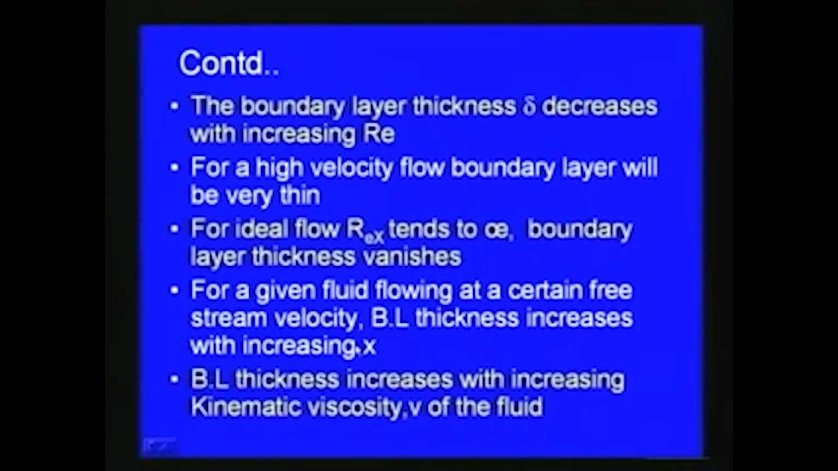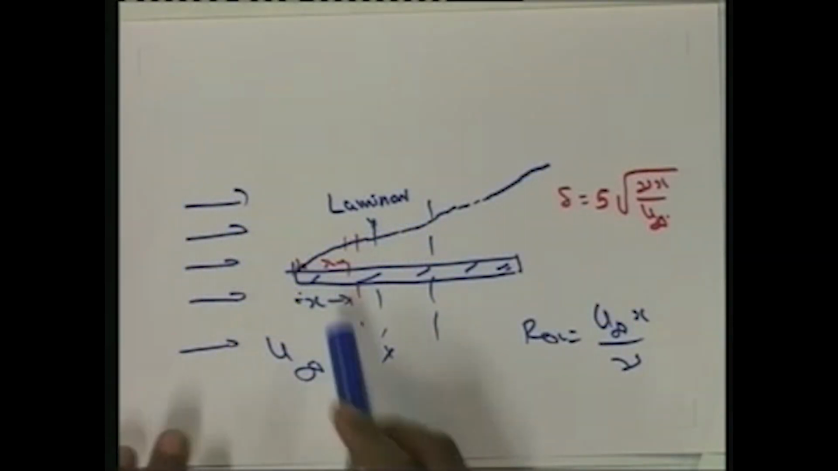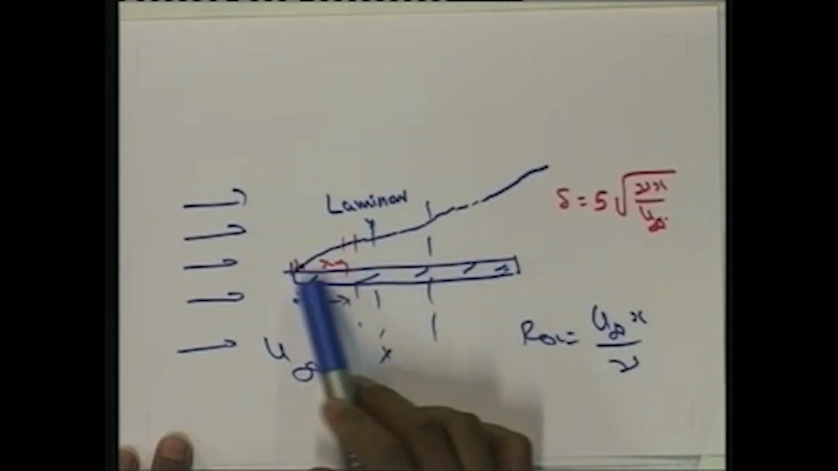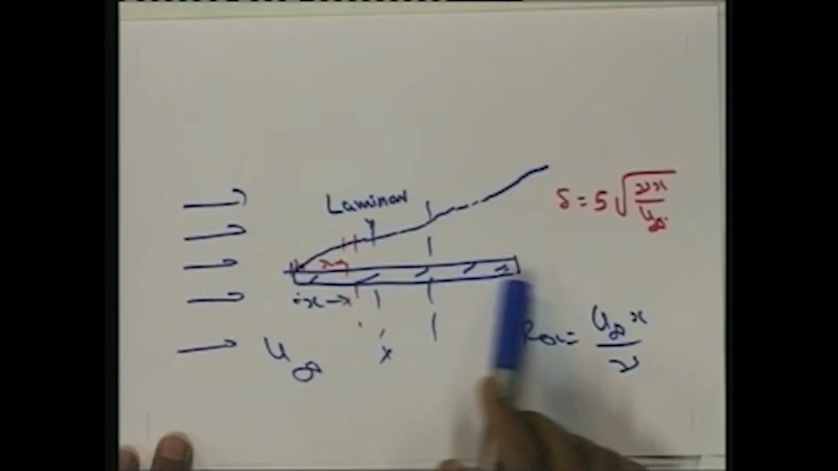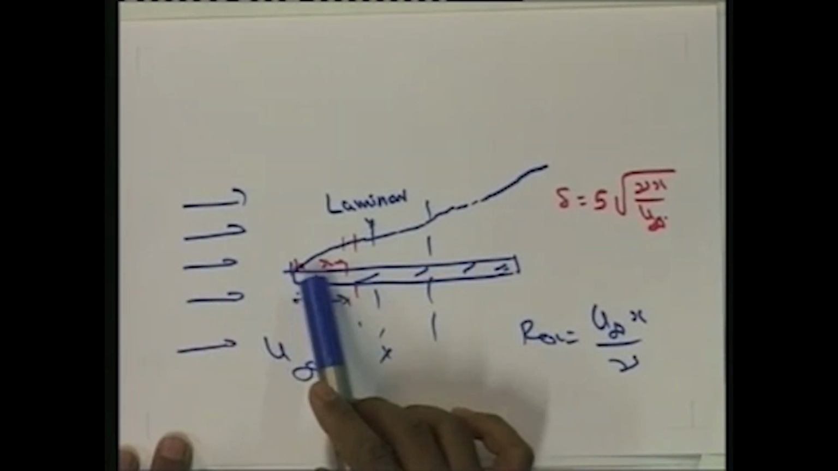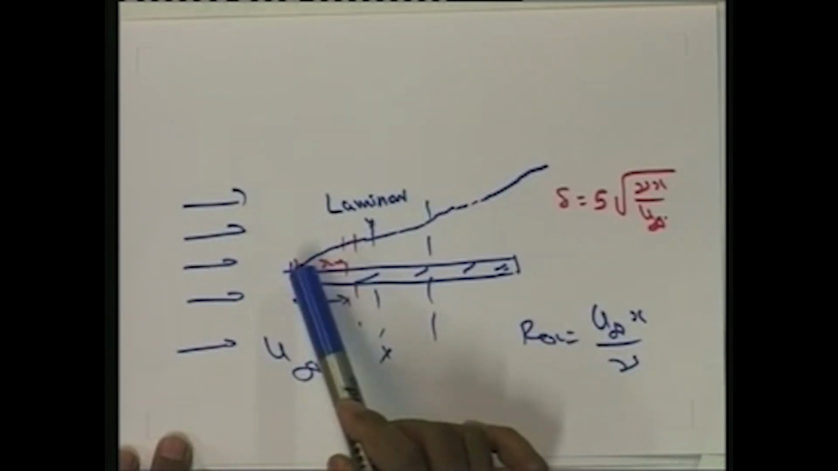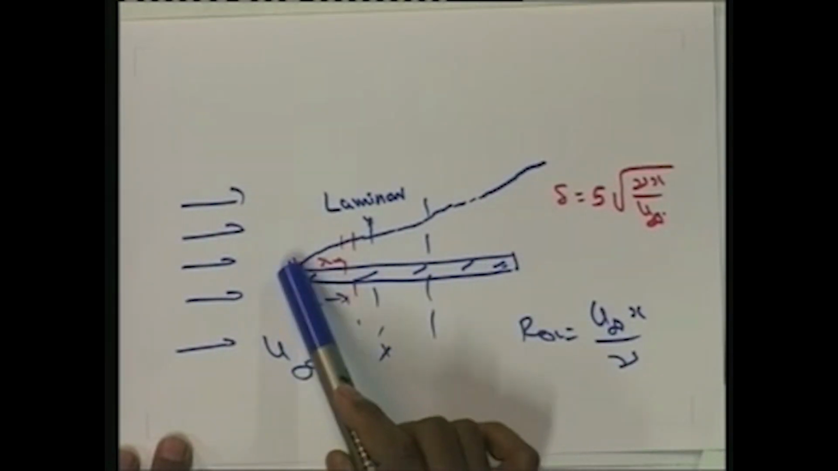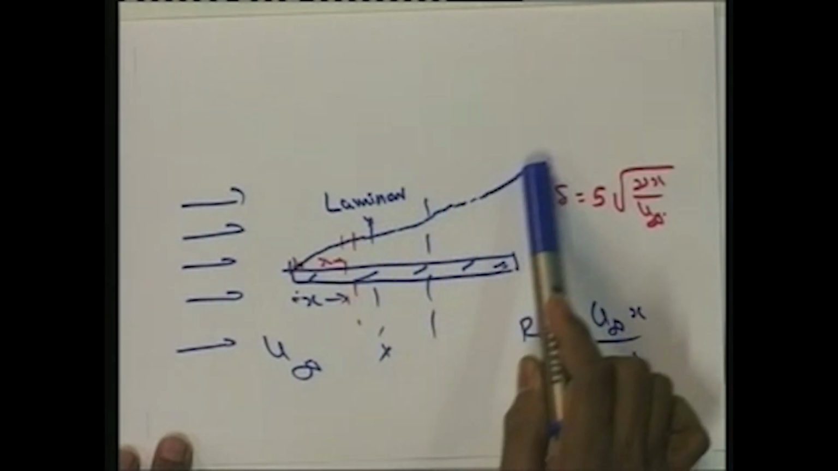And then for a given fluid flowing at a certain free stream velocity, the boundary layer thickness increases with increasing x. That is what we have seen here. When the distance is increasing from this point to this point, the boundary layer thickness keeps on increasing. This is for a given fluid flow condition. When we introduce a flat plate in a free stream velocity, starting from the leading edge of the plate, and this is the trailing edge, from here onwards the boundary layer thickness keeps on increasing.